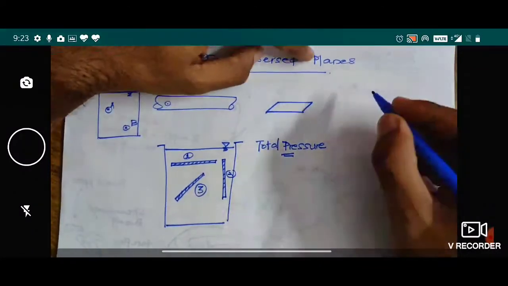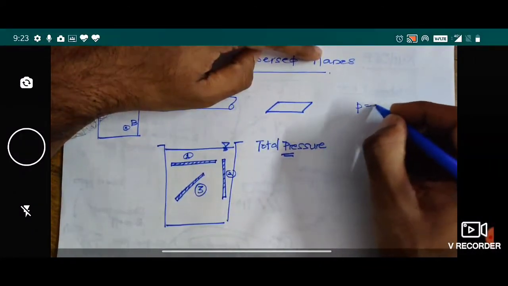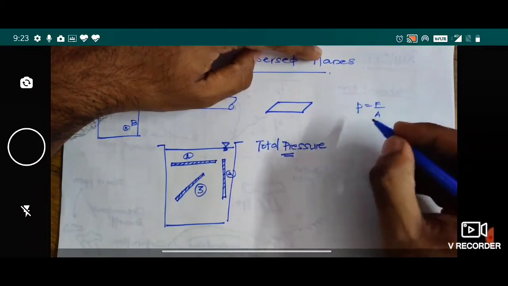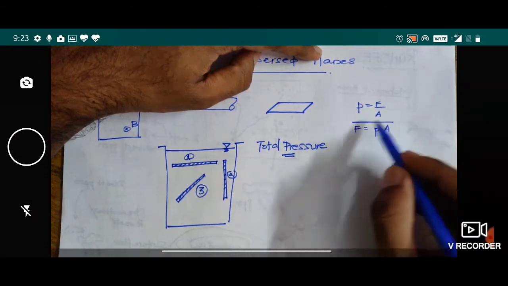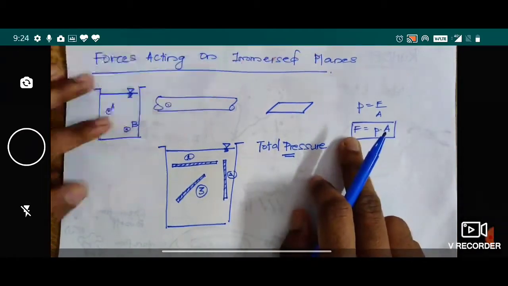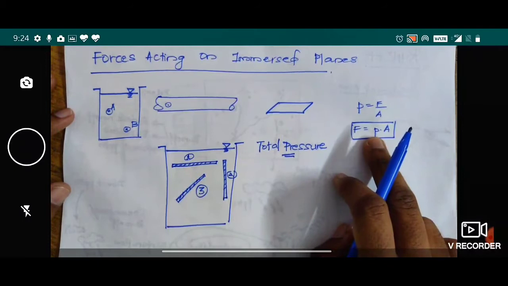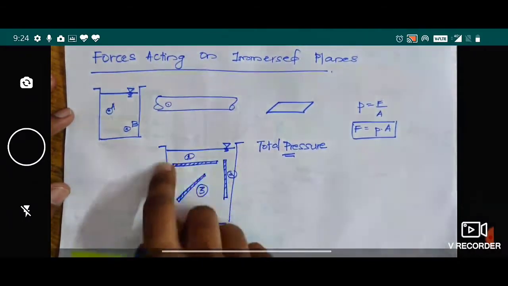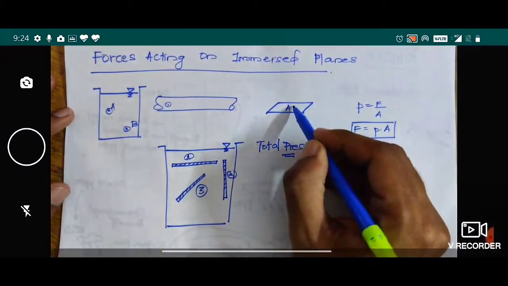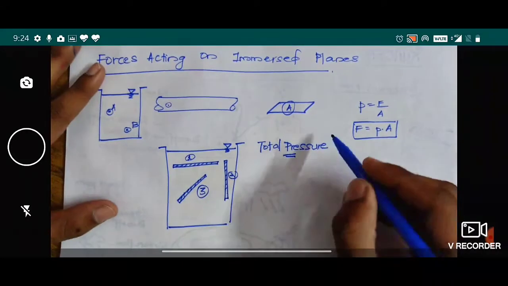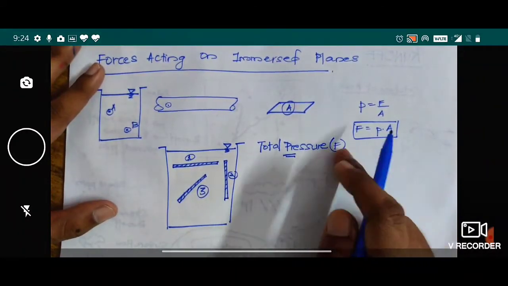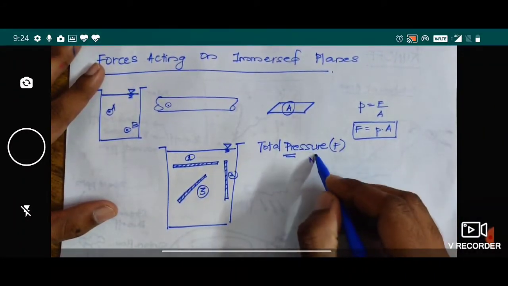We all know that pressure is force by area, mathematically. So force will be pressure multiplied by area. To find the force, you first need to find the pressure, and that pressure has to be multiplied by the area of the plane to get the total pressure. So total pressure is nothing but a force, and the unit will be Newton.